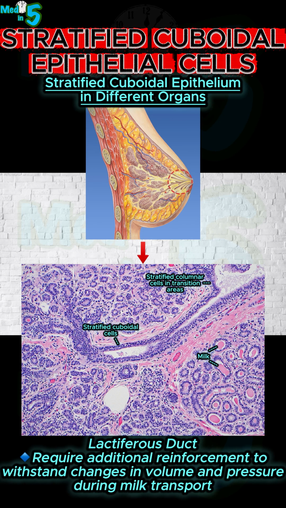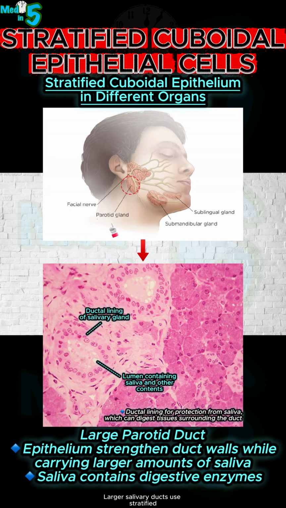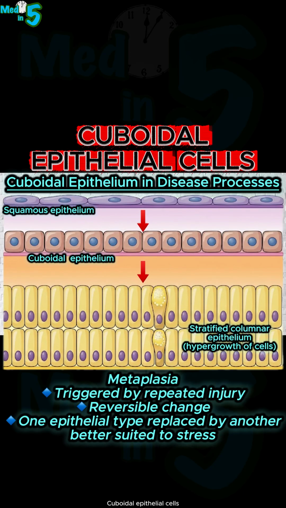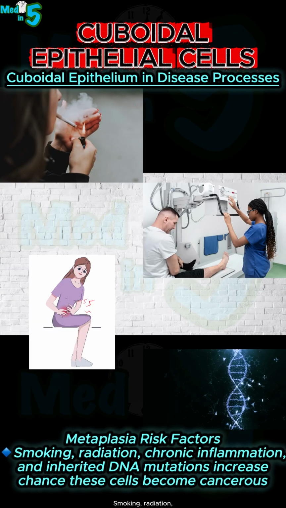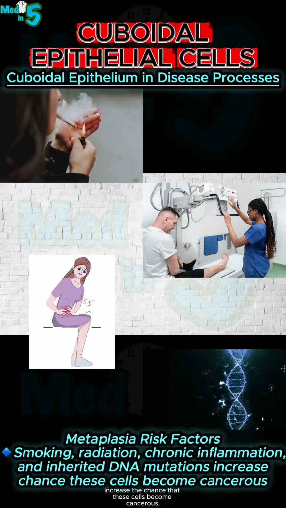Larger salivary ducts use stratified cuboidal epithelium to strengthen their walls while carrying larger amounts of saliva, which contains digestive enzymes. Cuboidal epithelial cells usually maintain their normal form, but repeated injury can trigger metaplasia, a reversible change in which one epithelial type is replaced by another better suited to stress. Smoking, radiation, chronic inflammation, and inherited DNA mutations increase the chance that these cells become cancerous.